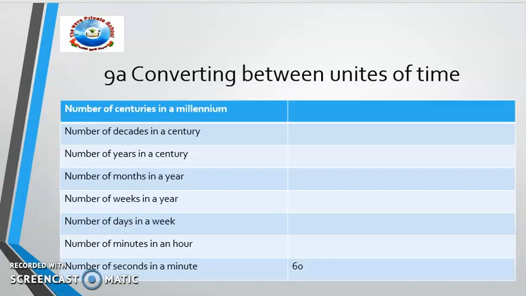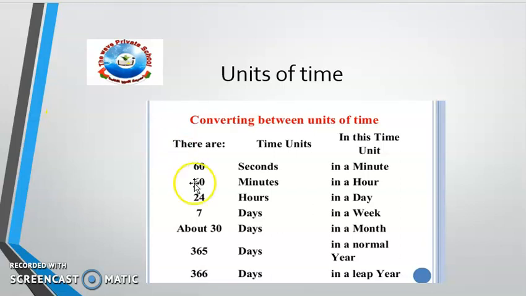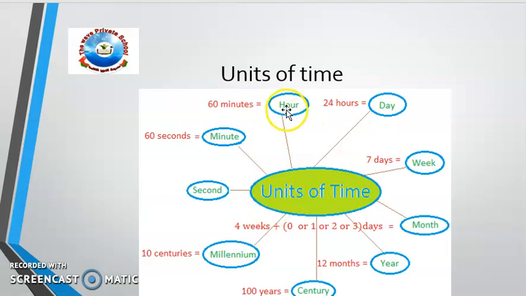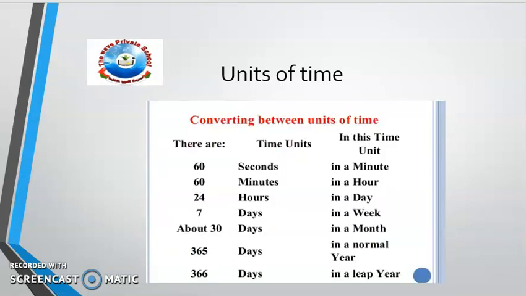Like I told you before, you can also make a flowchart to memorize it. See, second, minute, hour, day, week. In a minute there are 60 seconds, then 60 minutes in an hour, then 24, then 7. So: 60, 60, 24, 7.